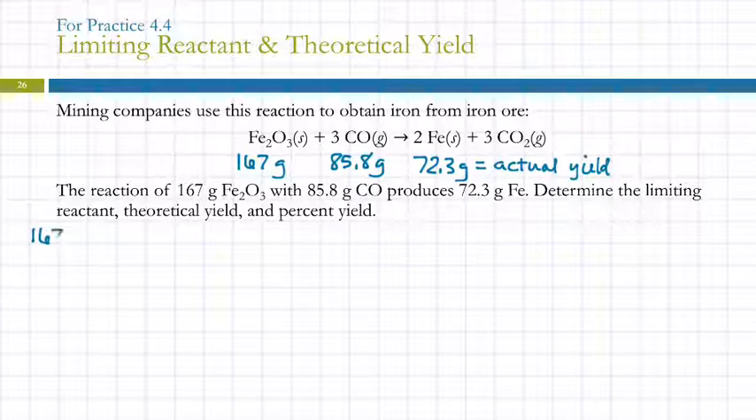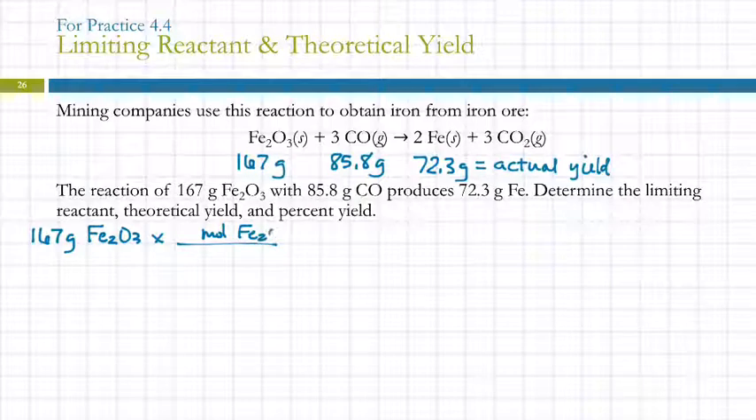So 167 grams Fe2O3. So grams to moles to grams. So grams of Fe2O3 to moles of Fe2O3 to moles of the product. This is the product that we're interested in. CO2 is also a product, but they gave us an actual yield of iron, and we're wanting to find iron, so everything needs to go to the same product. If you calculate the mass of CO2 and compare it to the mass of iron, that doesn't mean anything. So we're going to moles of iron.